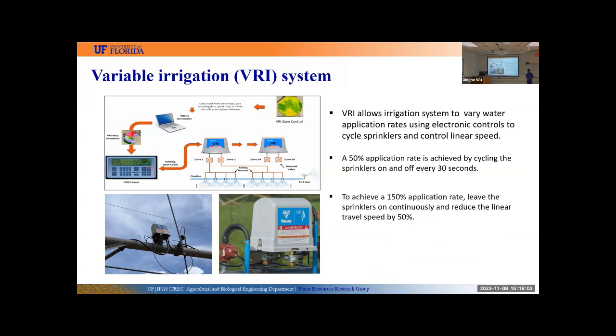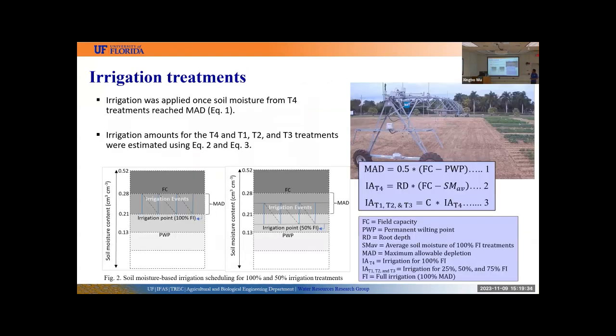For instance, if you want to apply 150%, the VRI technology allows the sprinkler to be turned on the whole time and delays the linear speed by 50%. By doing that, it applies 150% irrigation application. In our case, we had 4 VRI technologies in our irrigation system, and each VRI technology controls 2 zones, and in total we have 8 zones for our experiment.